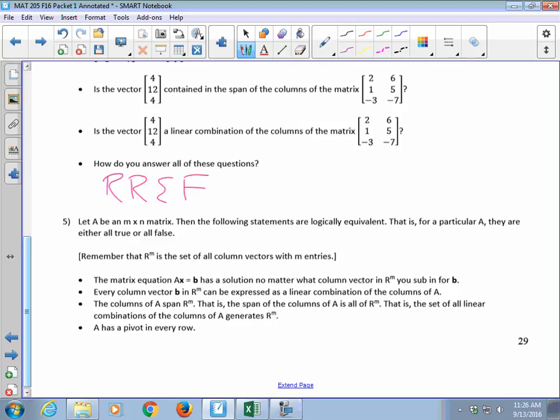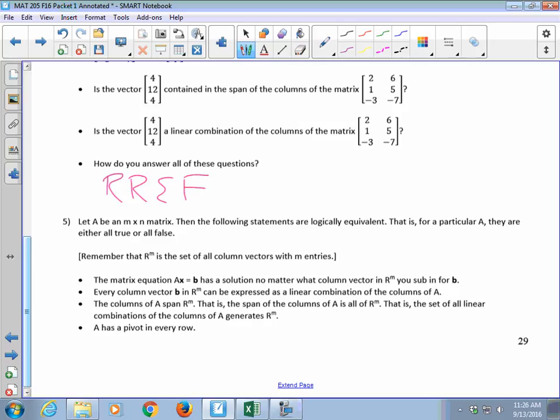Every column vector B can be expressed as a linear combination of the columns of A. The columns of A span Rm. So spanning a space means that all the linear combinations of the columns create all of Rm, the entire space. We'll do an example that'll make that clearer.